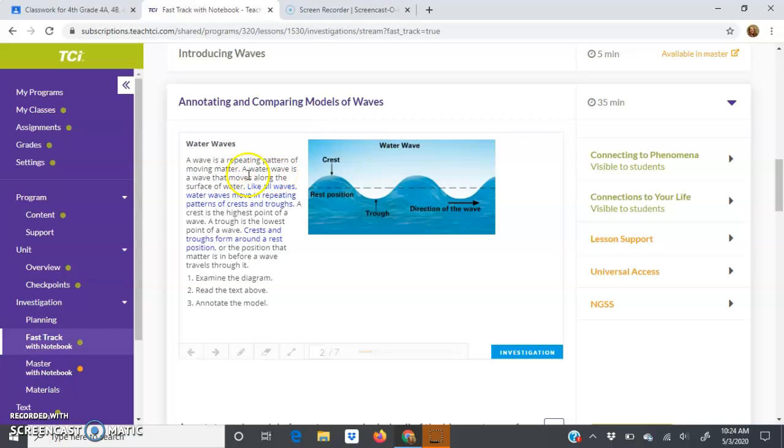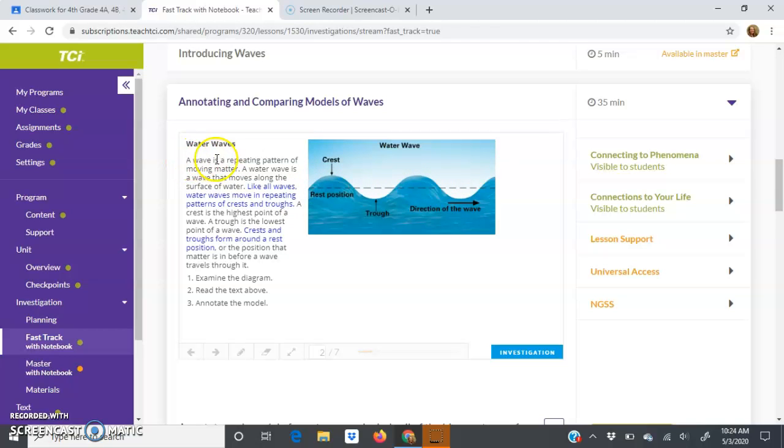A water wave is a wave that moves along the surface of water. Like all waves, water waves move in repeating patterns of crests and troughs. A crest is the highest point of a wave, you see here. A trough is the lowest point. Crests and troughs form around a rest position, or the position that matter is in before a wave travels through it. So like I said, if there was no wave traveling through the water, then this is where the water would be resting.